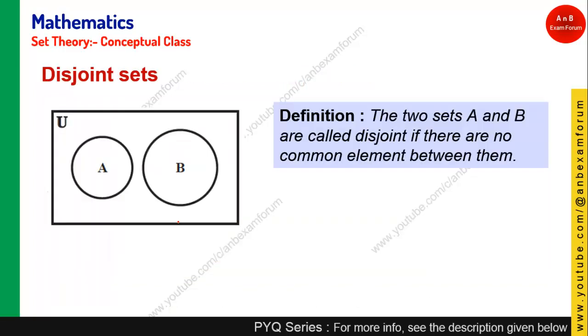Coming to the next operation, that is disjoint sets. It is basically not an operation. It means you have two sets and there are no common elements between them, then these two sets are called disjoint sets. If two sets are disjoint, what does this mean? That there is no common element between them, and common element is denoted by intersection. So A intersection B will be an empty set. This phi is the empty set or null set. Just remember this word, disjoint set.